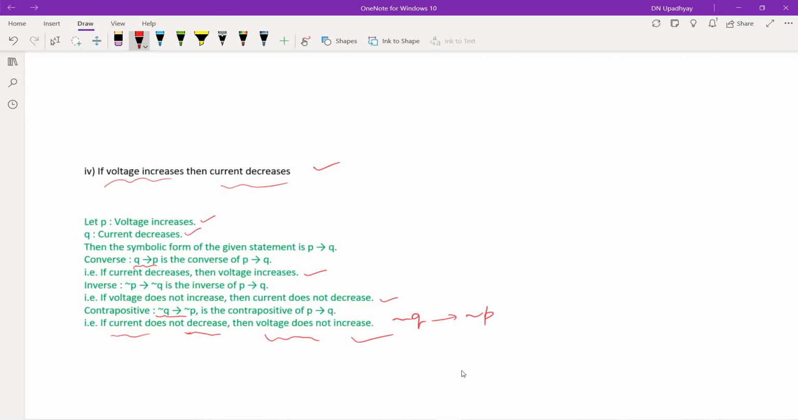So converse Q to P, remember this always. Inverse negation P to negation Q, and contrapositive negation Q to negation P. Okay. So that's all in this exercise.